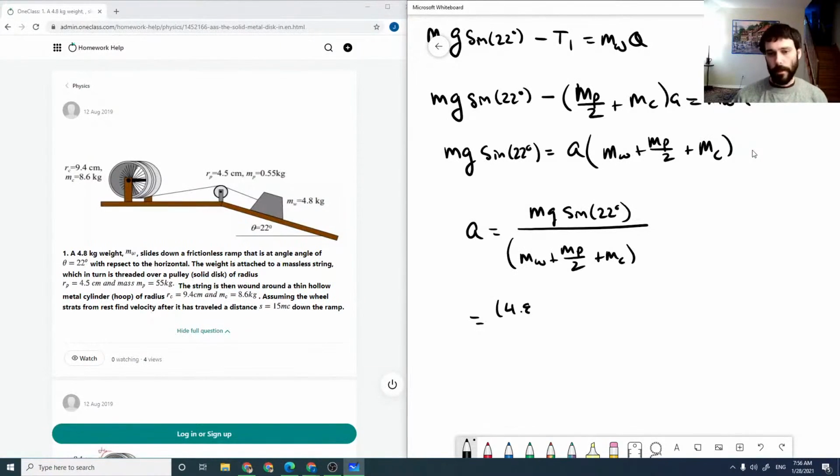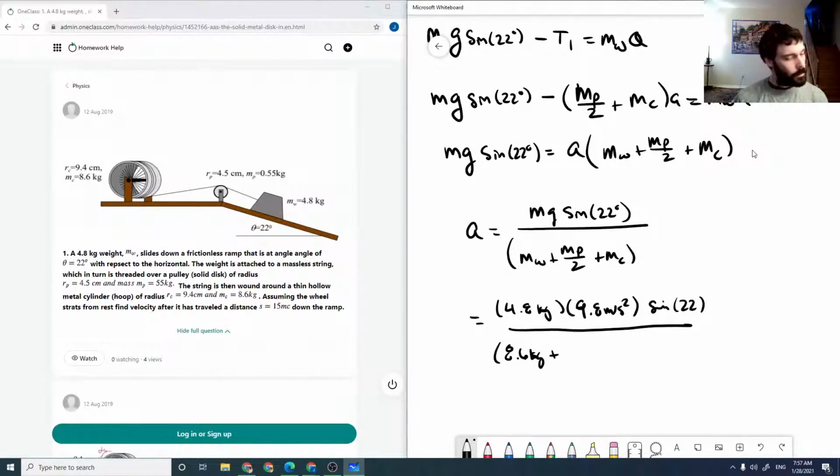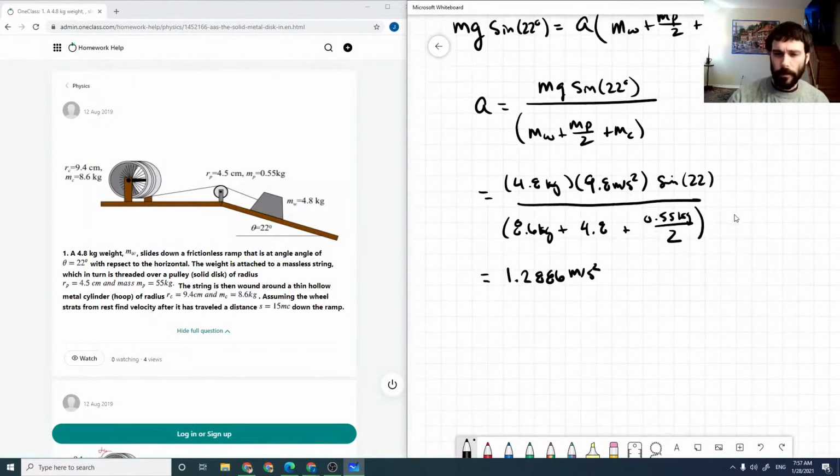Or it's equal to 4.8 kilograms times 9.8 meters per second squared times sine of 22, over the mass of the weight, which is 4.8, plus the mass of the pulley 0.55 over 2, plus the mass of the cylinder, 8.6. Sorry, I kind of swapped those. And if we do this out on our calculator, we get 1.2886 meters per second squared. And now finally, we've got our acceleration.